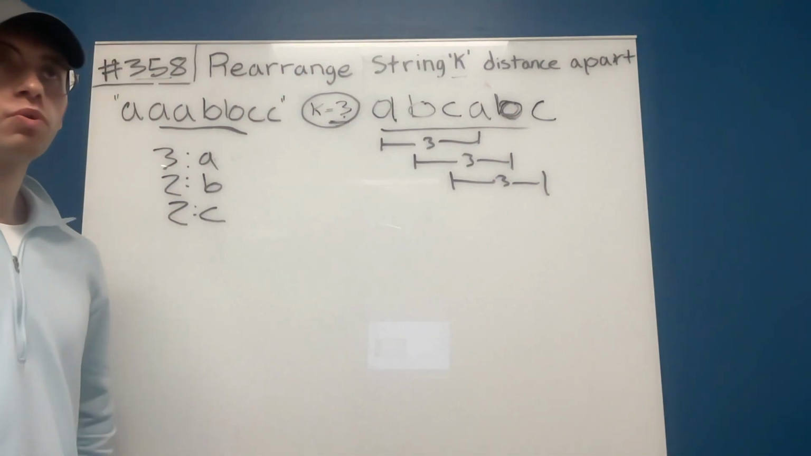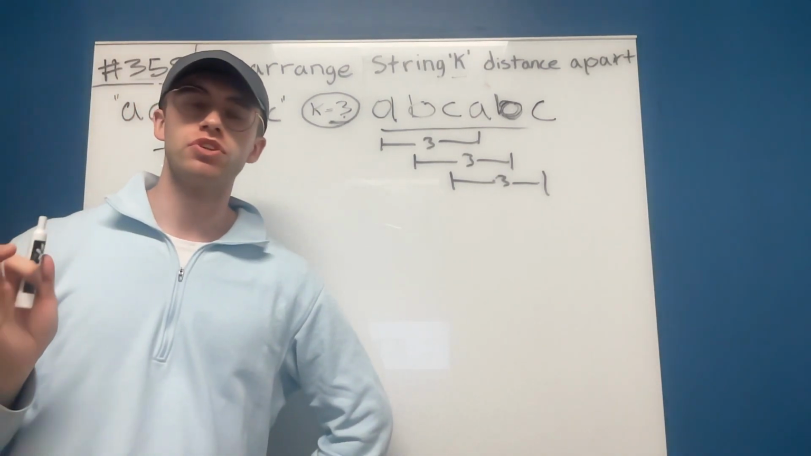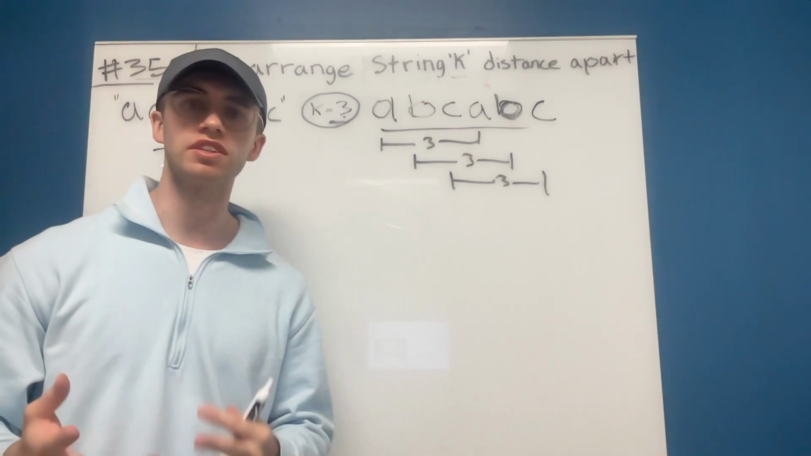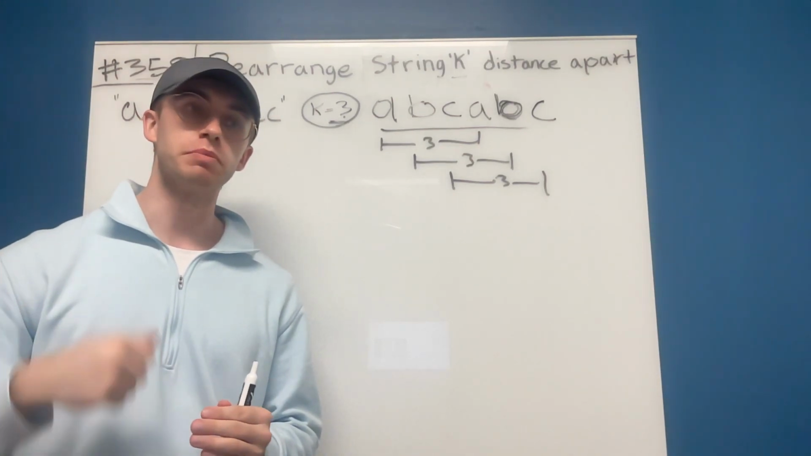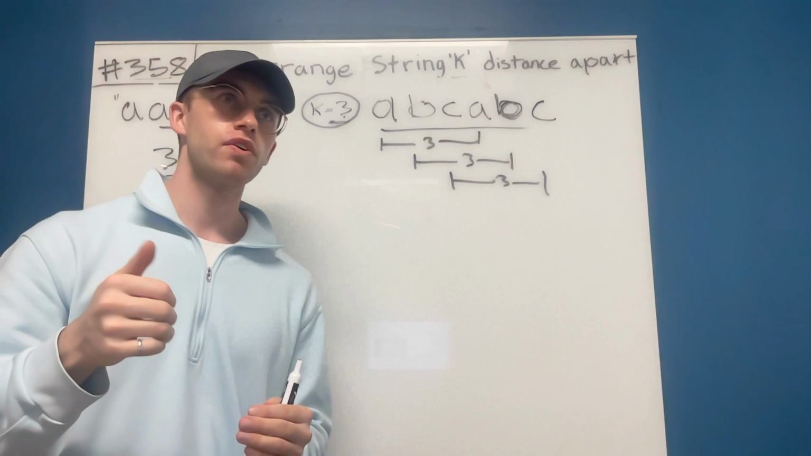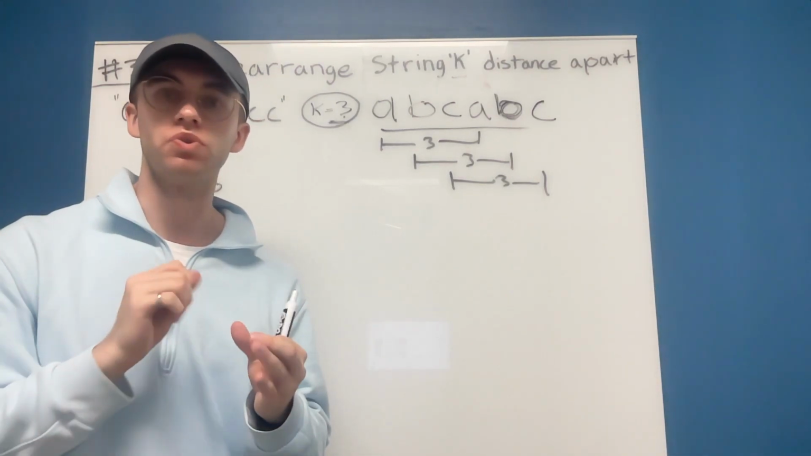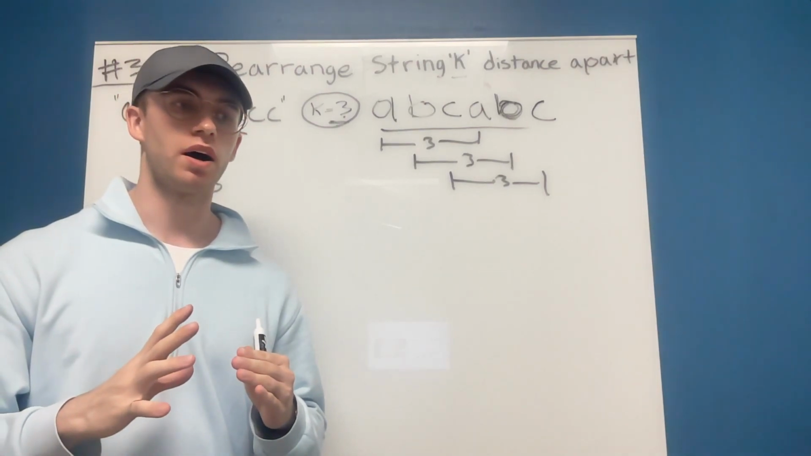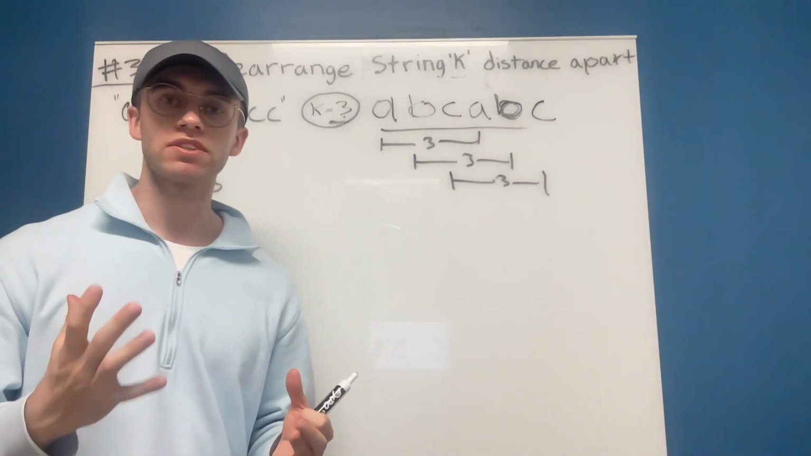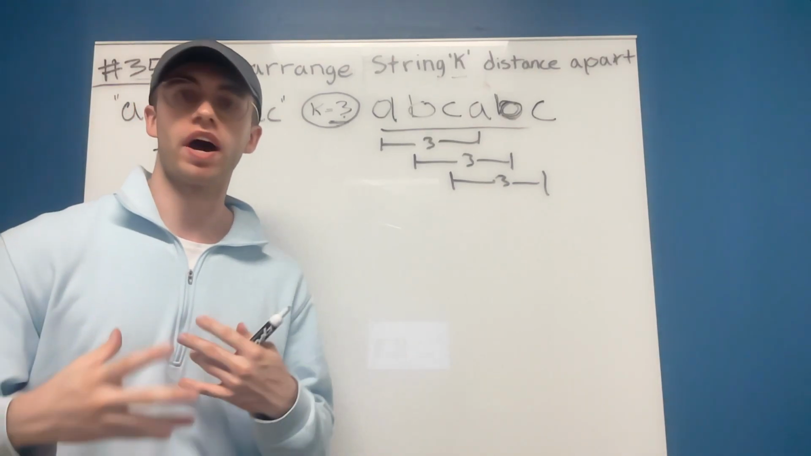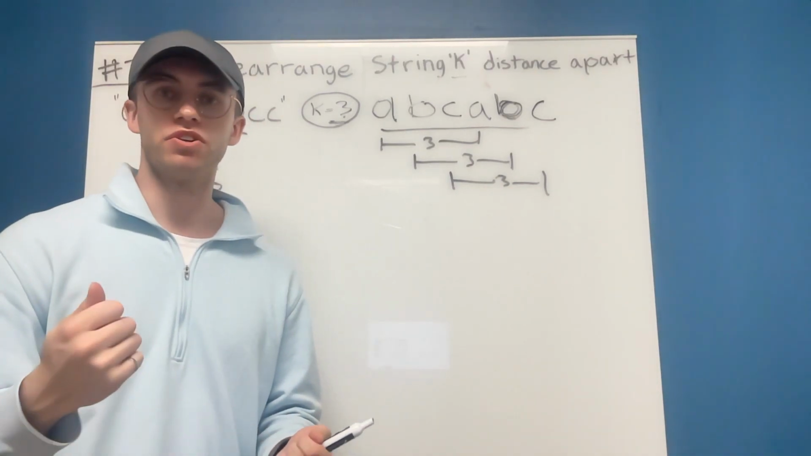So the way you solve this problem is you want to use a max heap, and that's simply so that you can figure out and greedily say, I always want to be placing the letter that has the maximum number of occurrences. So you just want to greedily choose which letter to use next: the one that has the highest frequency.